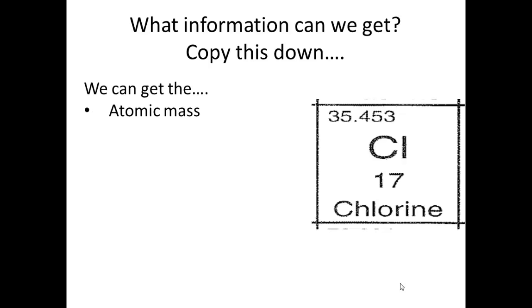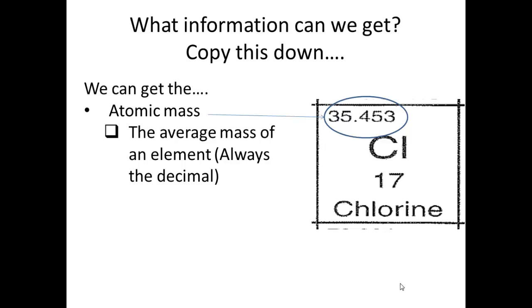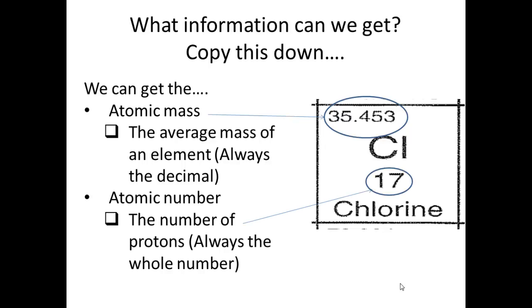Other information that we can get: the atomic mass is the average mass of an element, and it's always the decimal number. Okay, that's the way you can always recognize that. Also, the atomic number, which is the number of protons, is always the whole number. If you read left to right in your periodic table, it goes atomic number 1, 2, 3, 4, 5, 6, 7, 8, 9, 10, 11, 12, 13, 14, etc. Those are the atomic numbers on the periodic table. So that's the number of protons, okay? A couple key things right there. I'll pause while we take this down.